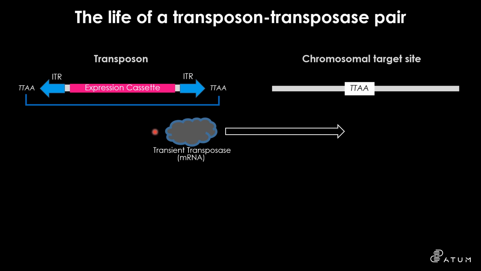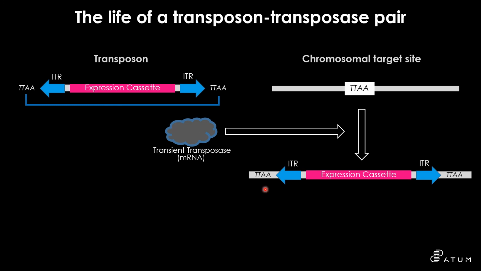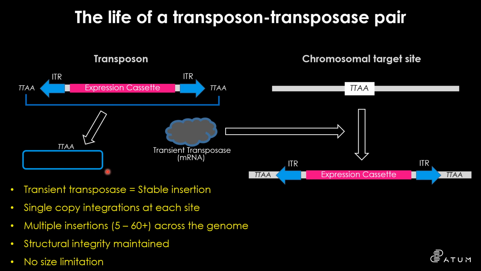Once the enzyme is expressed, the transposition event occurs. The transposon is now relocated to the chromosomal target site. The remaining plasmid is recircularized and degraded inside the cell. This is a stable event because the transposase enzyme is only expressed transiently. A single copy is integrated at each site. There are multiple integrations across the genome.